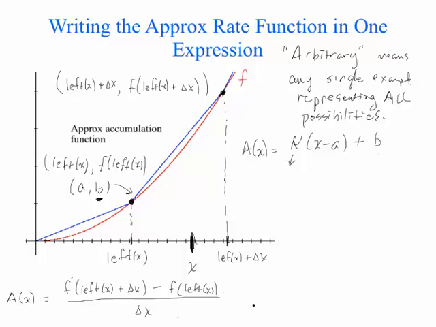That's k. K times x minus a. What's a? The x coordinate of that point. Plus b. The b is going to be the y coordinate at the left side, f of left of x. So that is true. That will work for every single interval.